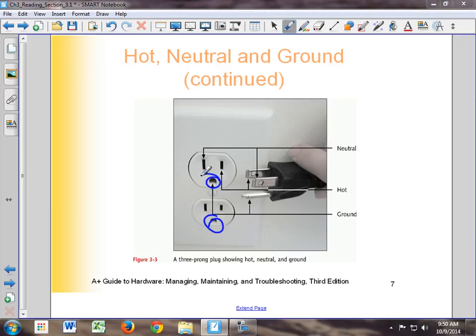Okay, so I have to have this ground for some of my electrical stuff, like surge protection, to work. That's part of this chapter 2 because we're talking about electricity. We'll get to that later.